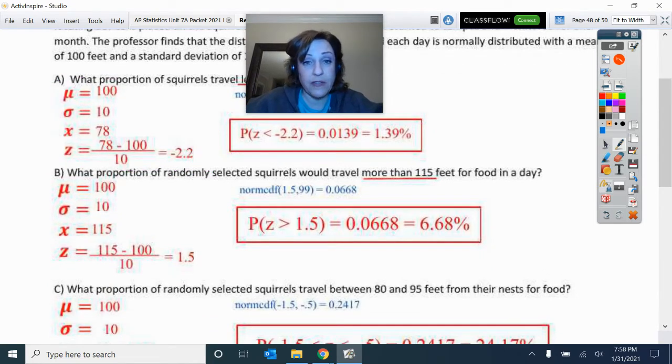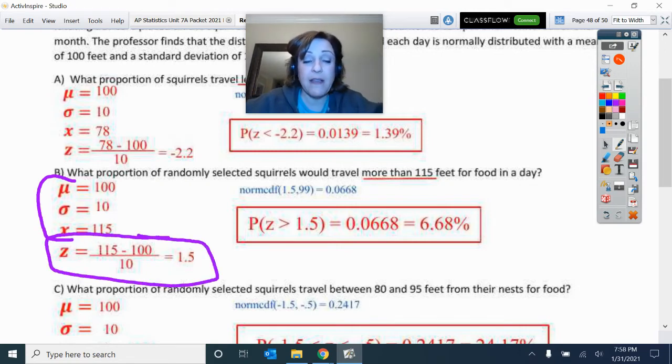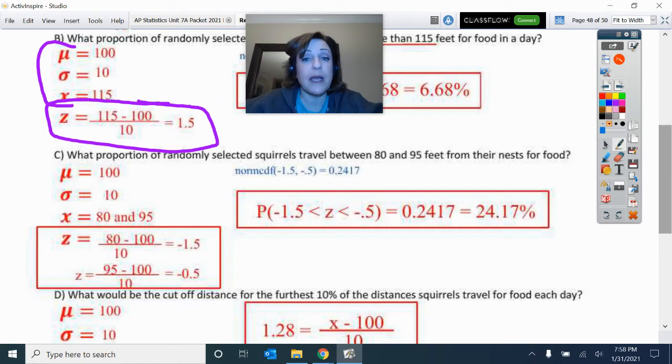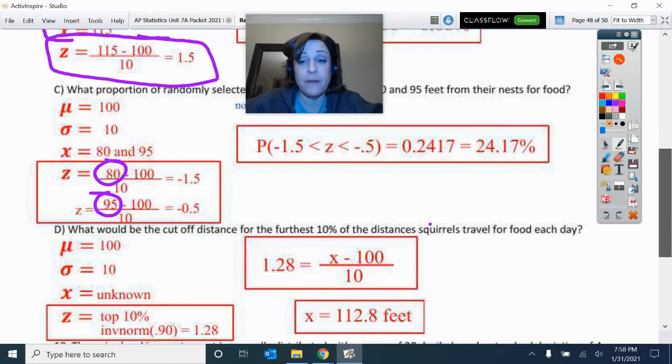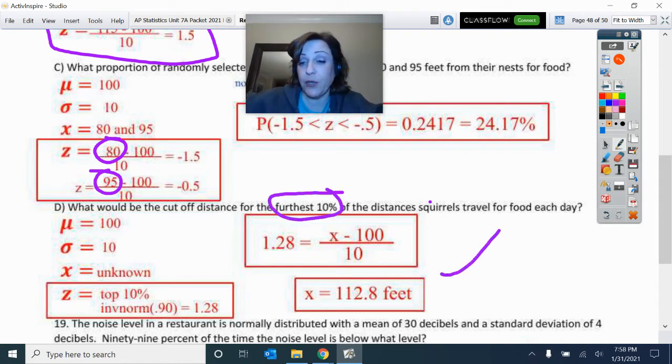More than 115, so that's our x value. We get that z-score of 1.5, and here's how that probability notation looks. So it's about 6.68%. Now, here we're going between 80 and 95. Do you see here I have two x values, which then account for two z-scores that come out to be -1.5 and -0.5. So I have 24.17%.